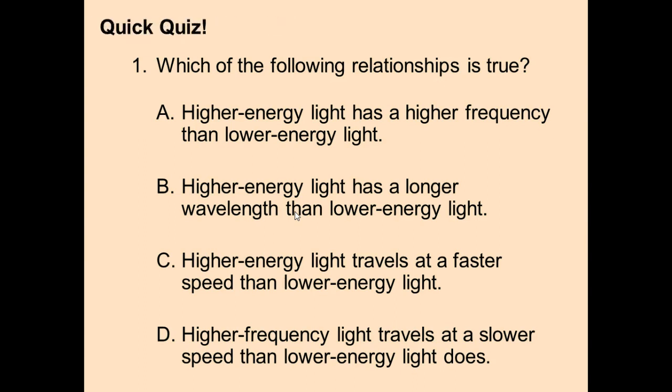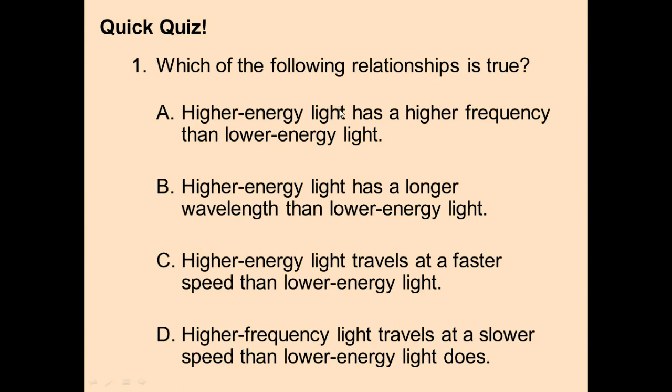So here's a quick quiz to see what we learned. Which of the following relationships is true? A. High energy light has a higher frequency than low energy light. B. High energy light has a longer wavelength than low energy light. C. High energy light travels at a faster speed than low energy light. Or D. High frequency light travels at a slower speed than low energy light does.